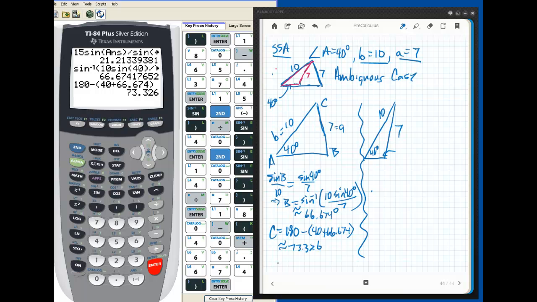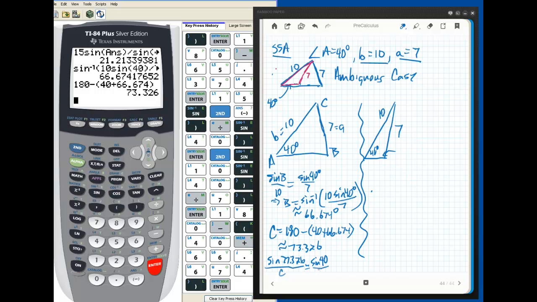Now, I'm going to run out of room here, but that's okay. I can do most of this. I'm going to use law of sines again: sine of C, which we just discovered is 73.326, so sine of 73.326 is to side C as, again, use sine of 40. We didn't have to round, right? As sine of 40 is to 7.